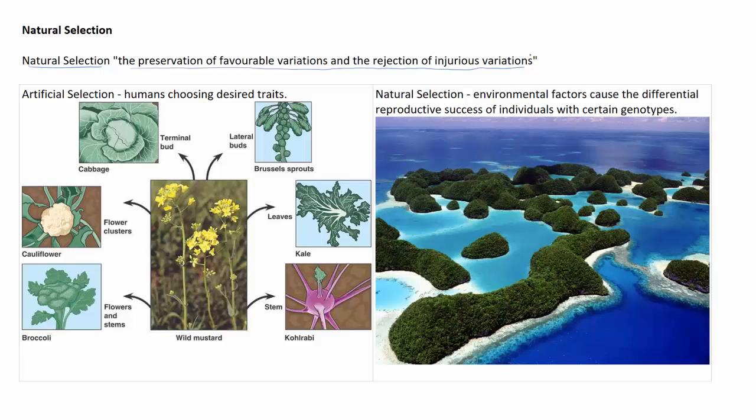Biologists later modified the definition to add modern genetics terminology, and we now know that natural selection occurs when environmental factors cause the differential reproductive success of individuals with certain genotypes. But Darwin didn't know anything about genetics, so he couldn't actually have come to that conclusion. So where did he actually get his ideas from? Well, he actually got it from looking at artificial selection.